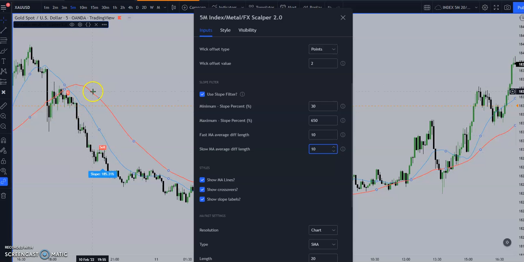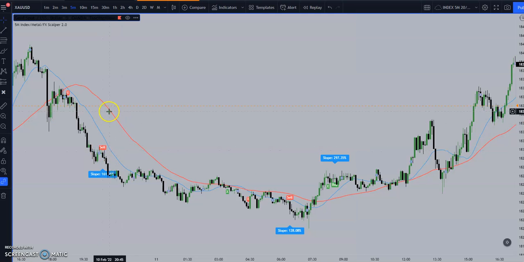So if we had two that were very parallel and running along together, you would get a very small slope average, okay? Personally, so far, what I'm finding, the default settings are 10 and 10 to avoid large slope percentages, okay? I am running the fast MA to 3 and the slow MA to 2. Okay, and as you can see those slope percentages moving because it's only taking the average between the last 2 bars and the last 3 bars for the fast MA.